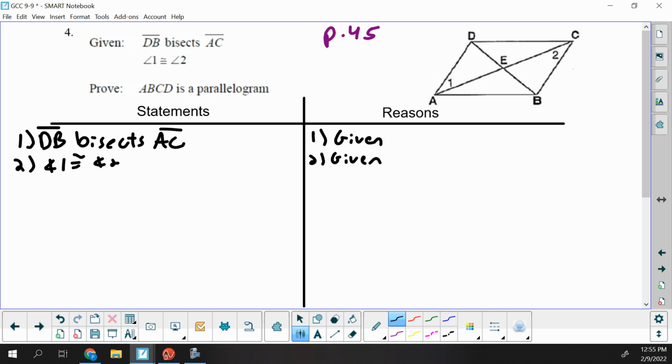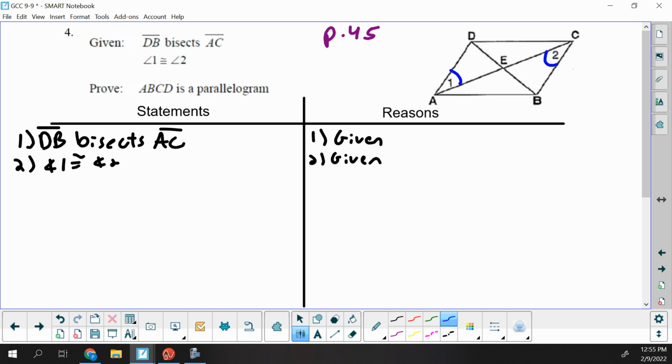All right, so we got angle 1 congruent to angle 2. Let's go ahead and mark those up, and let's see if we can come up with a plan. So we eventually want to show this quadrilateral is a parallelogram. The 3 most common ways we do that: we could do one pair of opposite sides congruent and parallel implies parallelogram. We could do both pairs of opposite sides congruent implies parallelogram. Or both pairs of opposite sides parallel implies parallelogram.